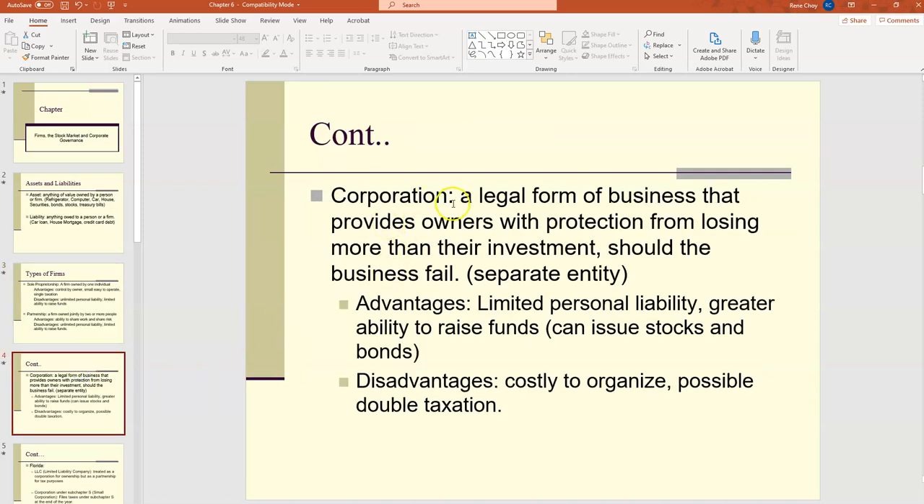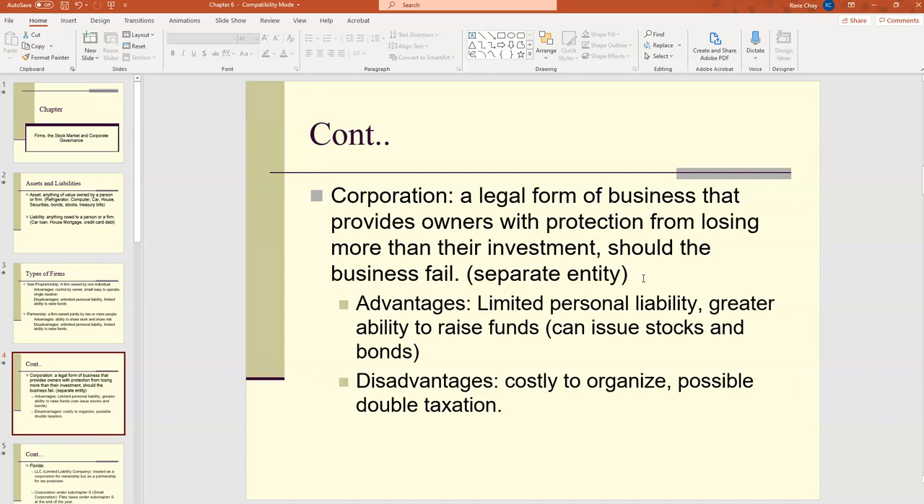A corporation is basically a legal form of business that provides owners with protection from losing more than their investment if the business fails. Now, the reason a corporation provides protection is because a corporation is basically a completely separate entity that is created for the purpose of doing business. So in other words, a corporation is like a separate individual. A corporation, for the purpose of law, is treated like a separate thing. It's another separate entity.